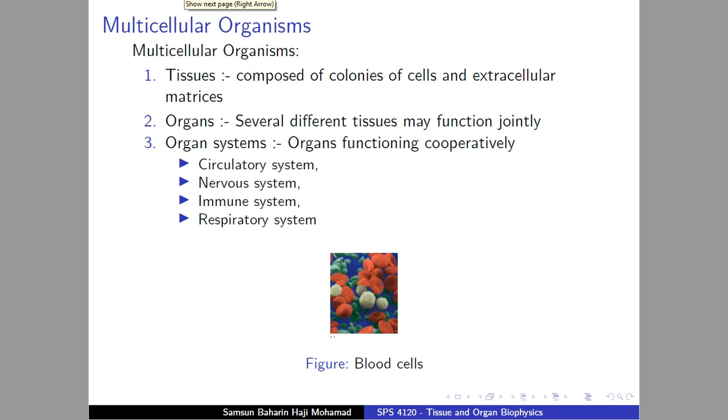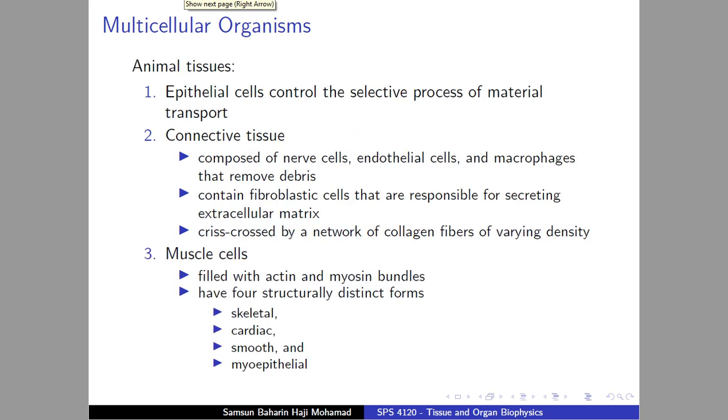So these are some of our organ systems. First is the circulatory system, lung, heart, nervous system, immune system, and the respiratory system. For example, in this picture, we see the blood cell. The blood cell is also made of some tissue, some protein tissue.